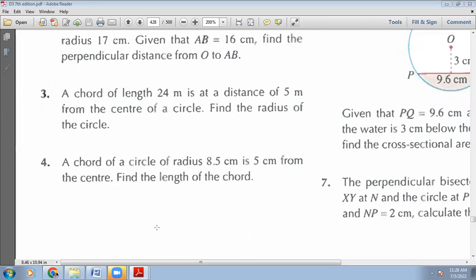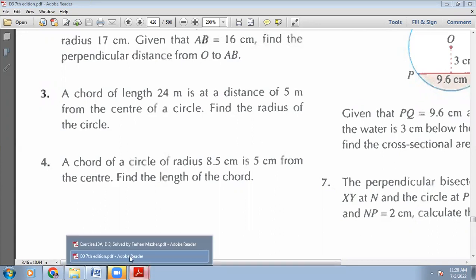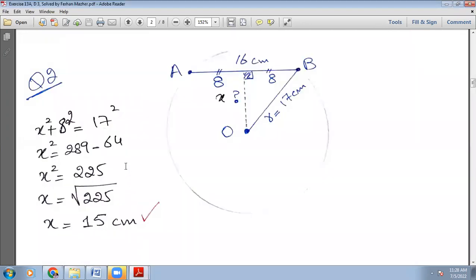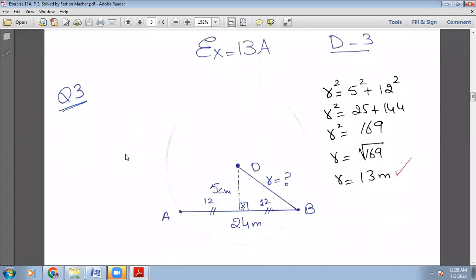So very simple. We will draw a circle, not to the scale. We will simply draw a circle, and suppose its center is O. We have a chord whose length is 24 centimeter. I have named it AB. And the perpendicular distance of this chord from the center is 5 centimeter. This angle is 90. And so this 24 will be bisected, 12 and 12.